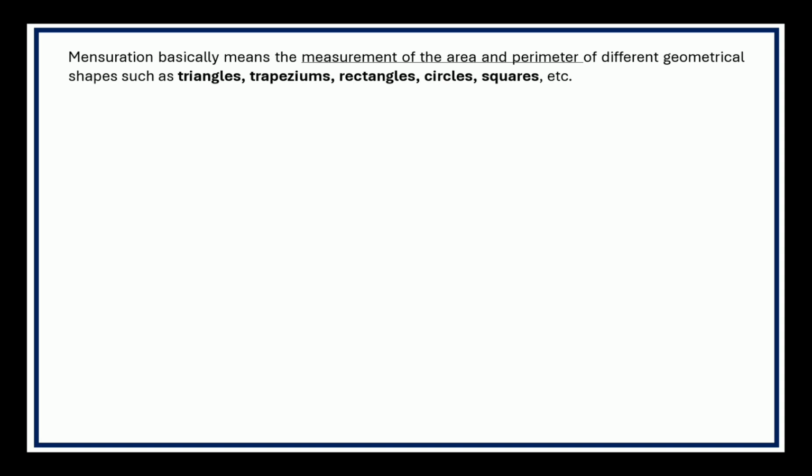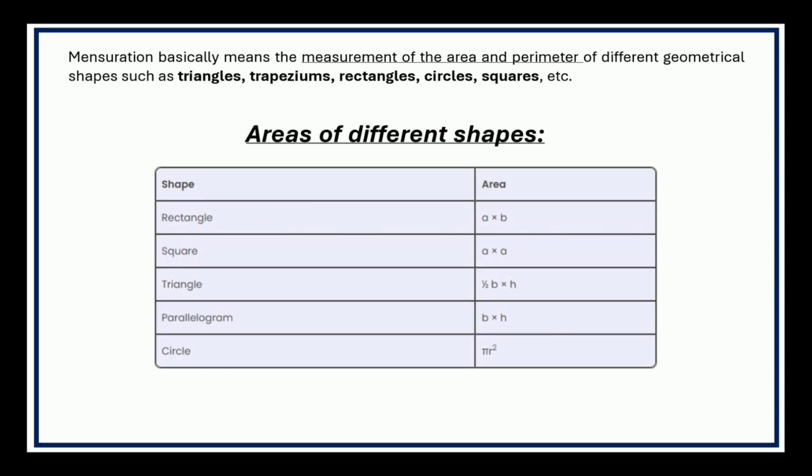So, in terms, what is mensuration? Mensuration basically means the measurement of area and perimeter of different geometrical shapes such as triangles, trapeziums, rectangles, circles, squares, etc. Well, you name it. Shapes in general. Let's just revise through the areas of different shapes we've learned in the past grades.